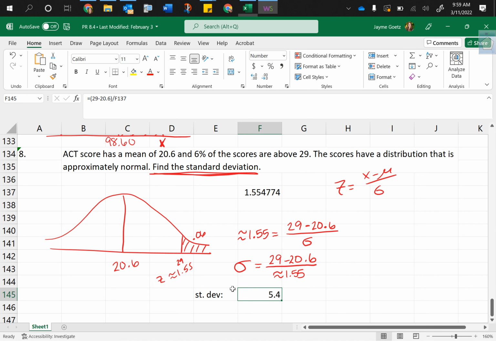I wanted to do that problem because you will have some like that on your homework, and I didn't want you to be blindsided, like, what the heck is this? So make sure you take good notes on this before you start on your homework.